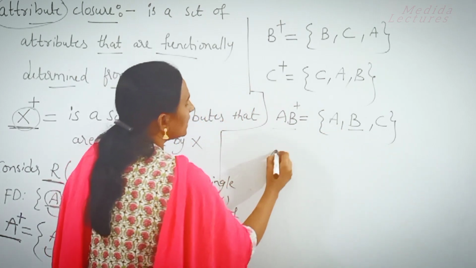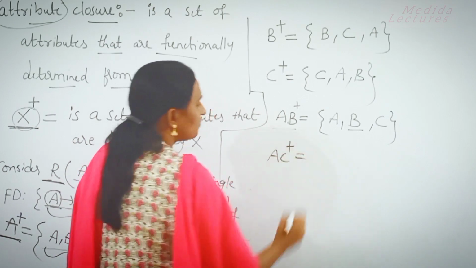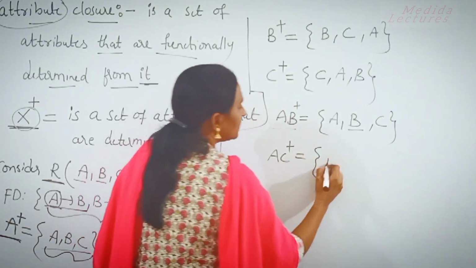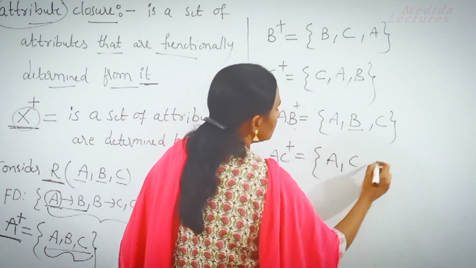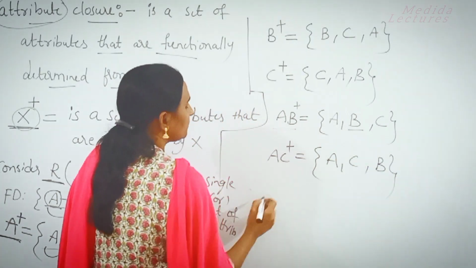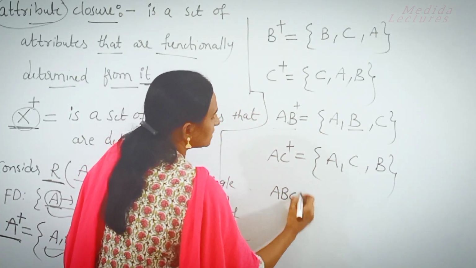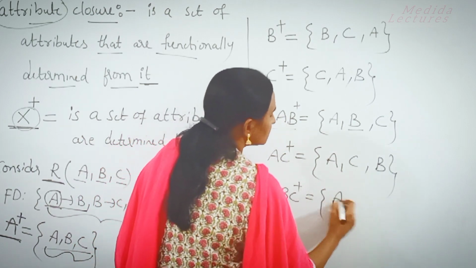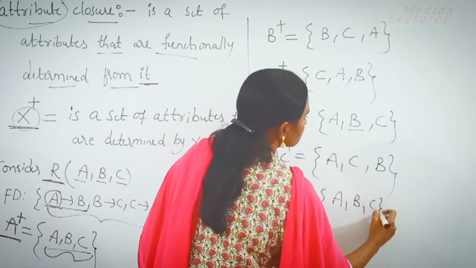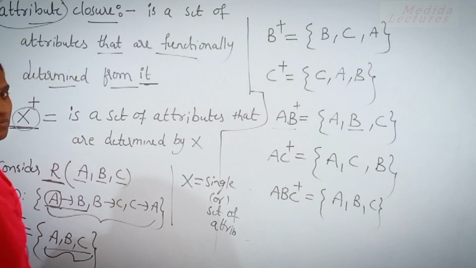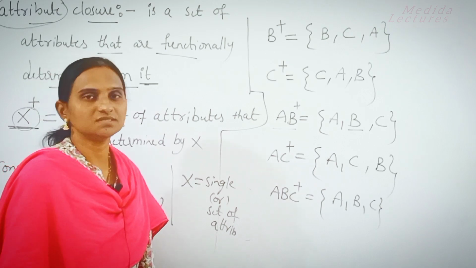Now find out AC closure. AC closure itself determines A, C. If you have A, then you can determine B also. So AC closure equals ACB. Now find out ABC closure. ABC closure itself determines A, B, C. So this is the procedure to find out the attribute closure for the given functional dependencies.